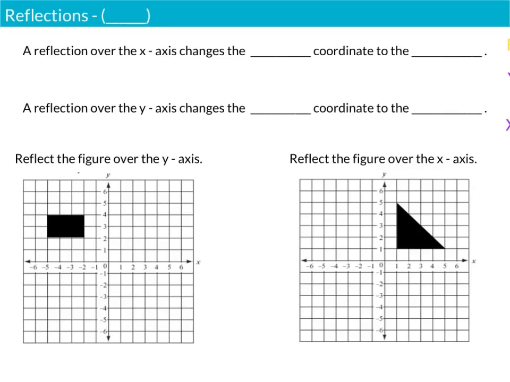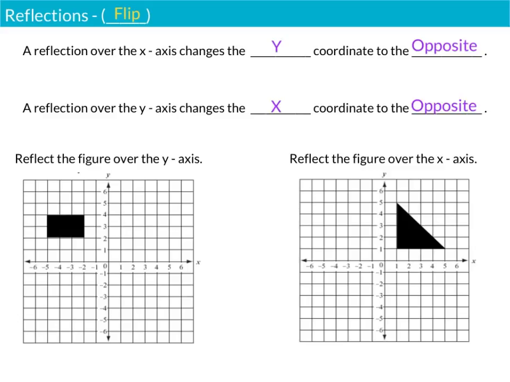Here we are at reflection, or you better know it as flip. A reflection over our x-axis is going to change the y-coordinate to the opposite. A reflection over the y-axis is going to change the x-coordinate to the opposite. So let's take a look at our examples down below.